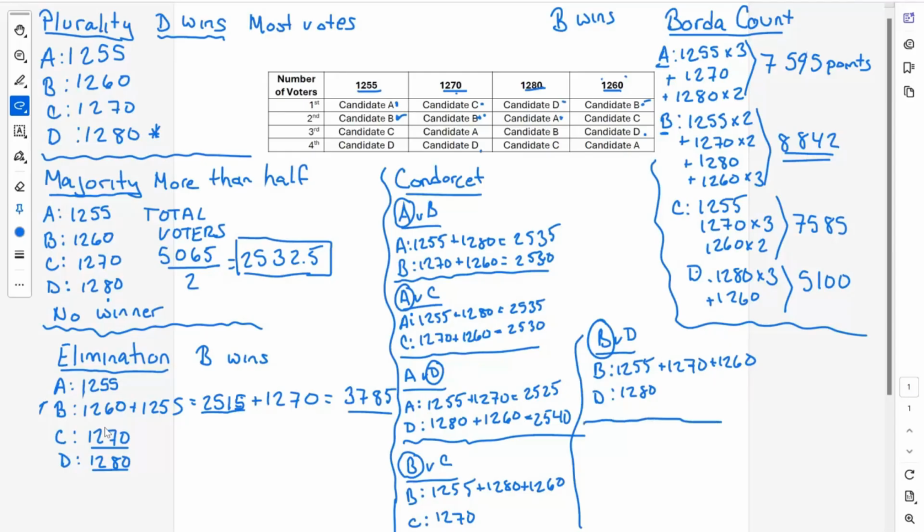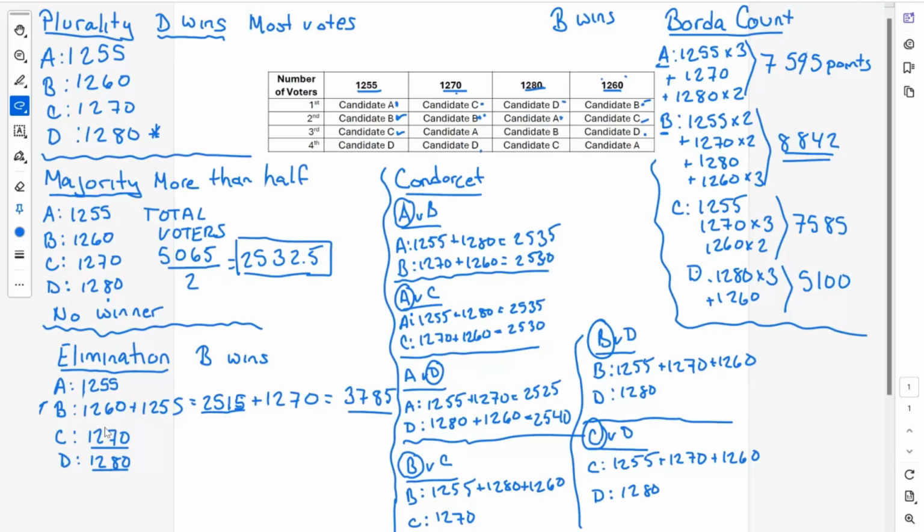Now finally, let's look at the last comparison, right? We did A compared with everything, and now we've done B and A, B and C, B and D. We've done C and A already. We've done C and B already. So the last comparison we need to do is C and D. So let's take a look. These 1,255 people like C better. These 1,270 people also like C better. These 1,280 people like D better. And these 1,260 people like C better. And so we end up with C beating D.